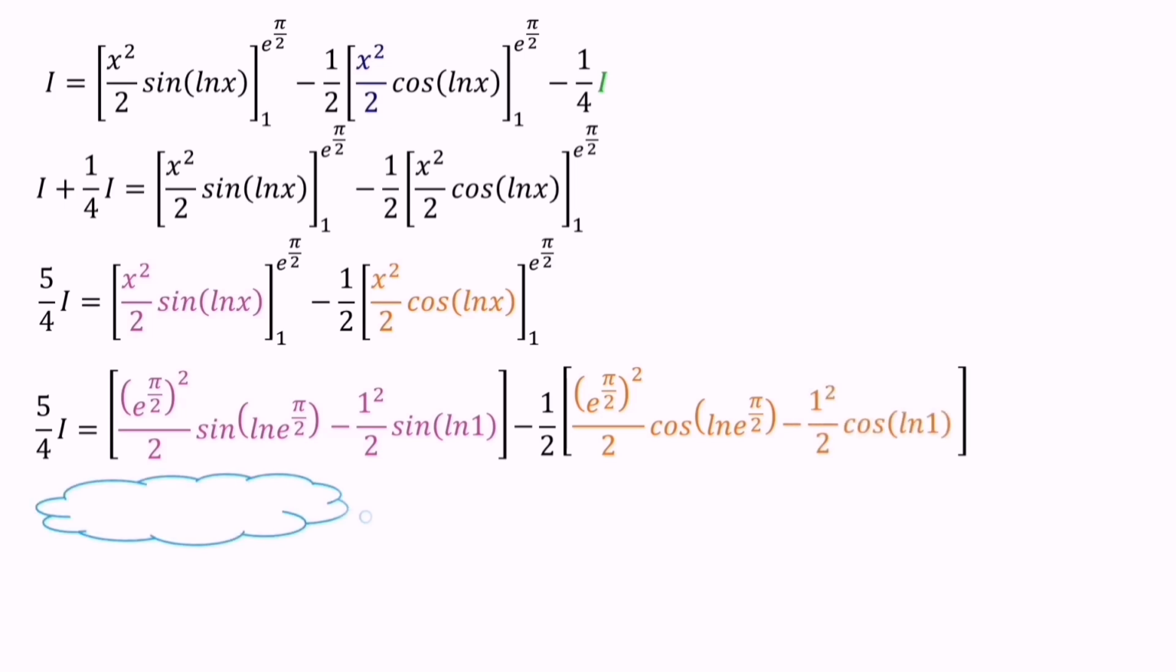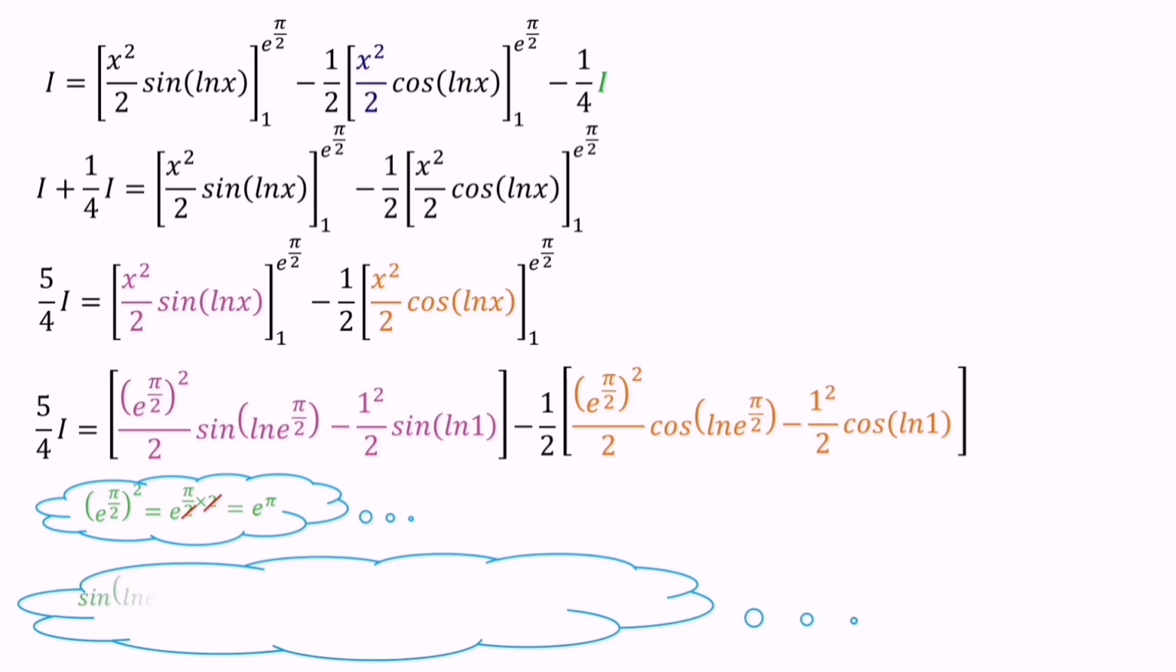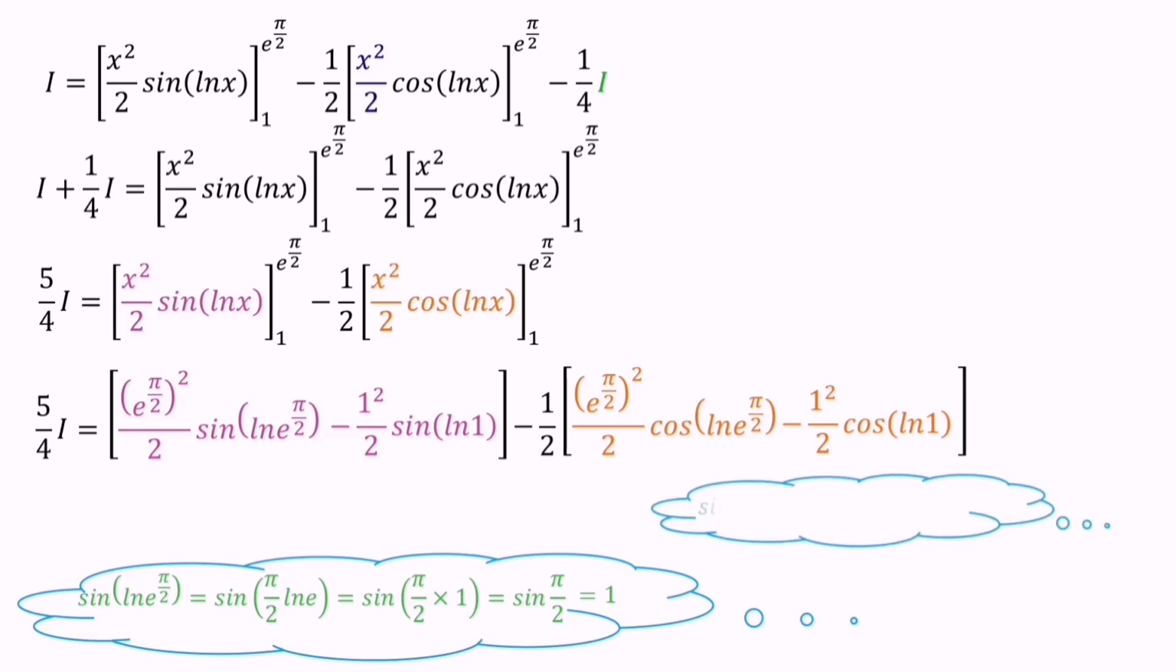e to the power of pi over 2, squared, means e to the power of pi over 2 times 2. Then we can cancel out the denominator 2 and numerator 2, and we get e to the power of pi. Sin(ln e to the power of pi over 2) means sin of pi over 2 times ln e. We know ln e equals 1, so we have sin pi over 2, which means sin 90, and sin 90 equals 1. Sin(ln 1) means sin 0 because ln 1 equals 0, and sin 0 equals 0.